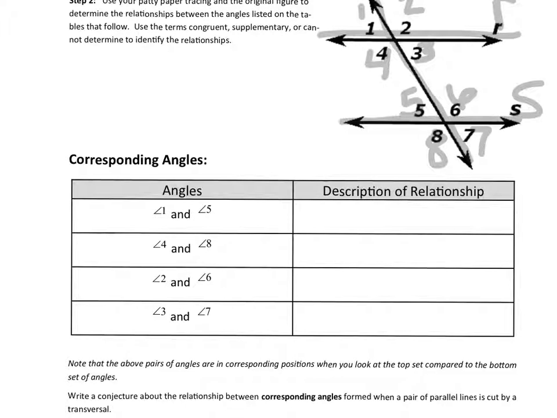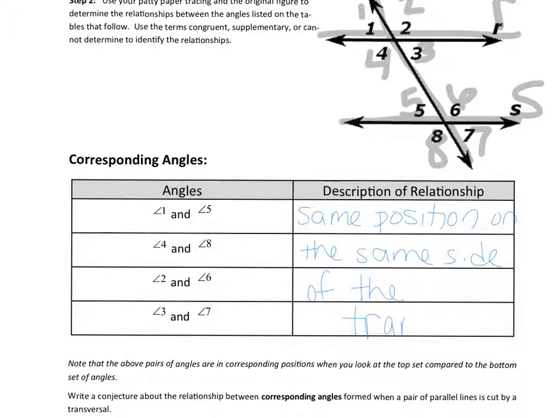Hopefully you notice that in each of these cases, they were all in the same position. And they were on the same side of the transversal. Because I write really big on this thing, all of these have the same description of the relationship, that each of them is in the same position.